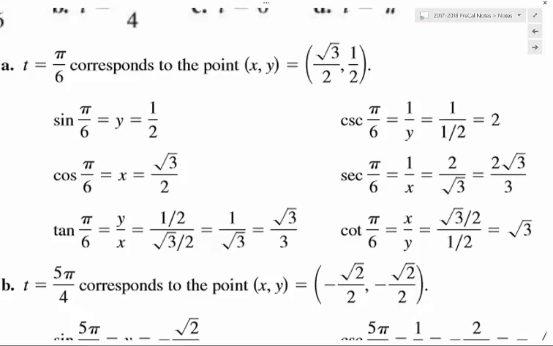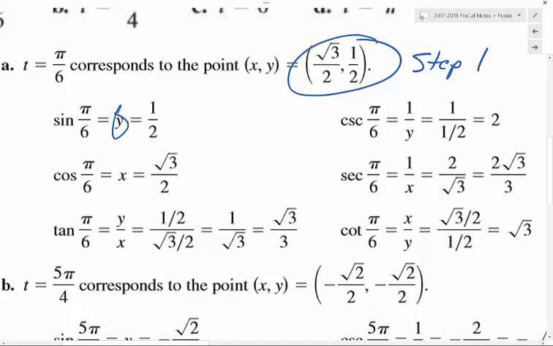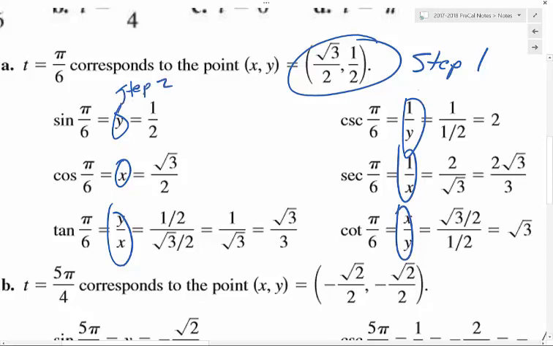So all I do is I identify my xy coordinate, that's step 1, and then step 2 are these relationships. And then step 3 is the simplification.